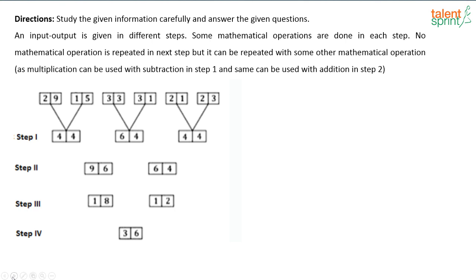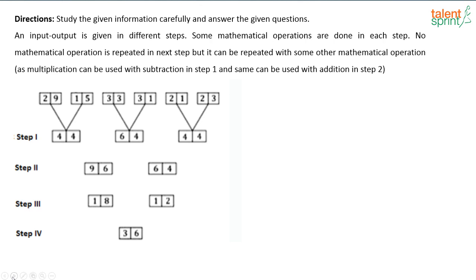So what is given here? An input and output is given in different steps. Some mathematical operations are done in each step. No mathematical operation is repeated in the next step, but it can be repeated with some other mathematical operation. As multiplication can be used with subtraction in step 1, and the same can be used with addition in step 2, and so on. So take the next 1 or 2 minutes, go through this question, let me know what the logic is for each step, and then we'll start solving.